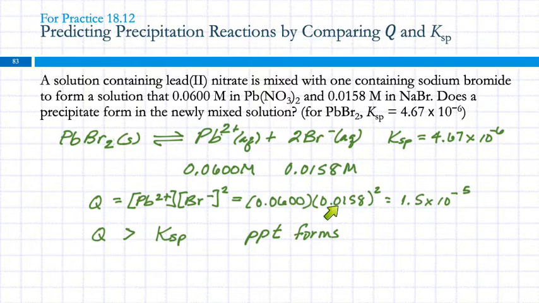So these concentrations give a Q that's larger than KSP. That means the reaction will go in a direction that will lower it until Q is equal to KSP. So these have to get smaller. The way they get smaller is for a precipitate to form.